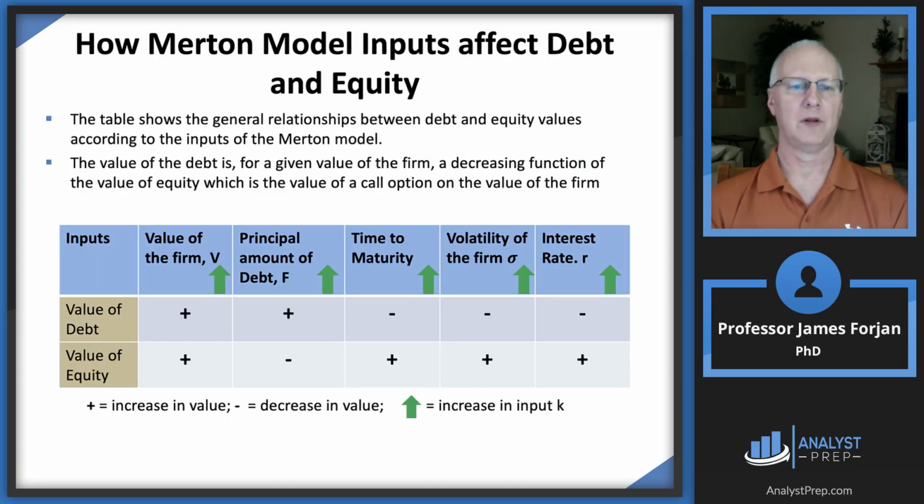Now, how about if we look at a table about the Merton model and how its inputs affect the value of the debt and the equity. So let's look at the 5 inputs into this model going across the top of the page: value of the firm, face value of the debt, time to maturity, standard deviation or volatility, and interest rates. And how changes in those inputs will affect the value of the equity versus the value of the debt.